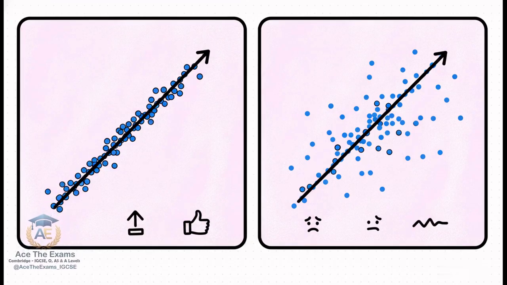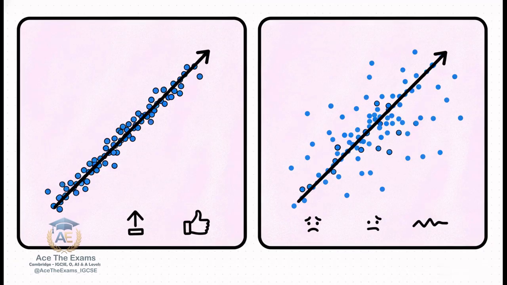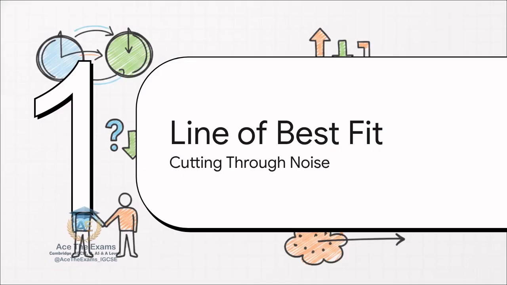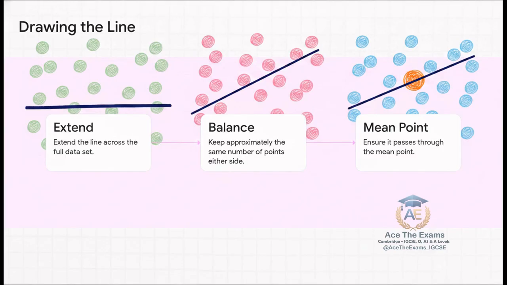But if the dots are spread out, loosely drifting in a general direction, that's a weak correlation. It tells us, hey, there's a relationship here, but there are clearly other factors at play too. Now for section 3, the line of best fit. This is the tool that cuts right through all that statistical noise. This is where we bring real order to the chaos of our scatter diagram.